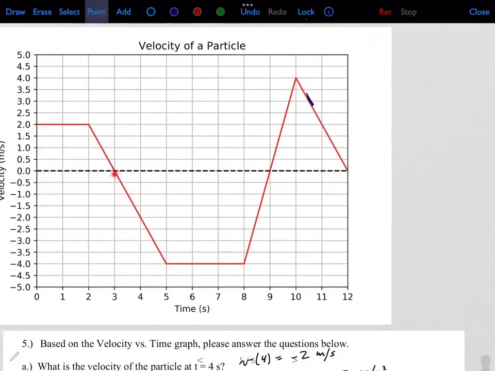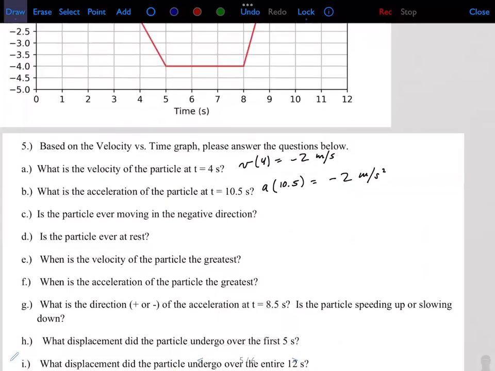Well, it's negative from 3 to 9 seconds, right? So we know it's moving in a negative direction from 3 to 9 seconds.